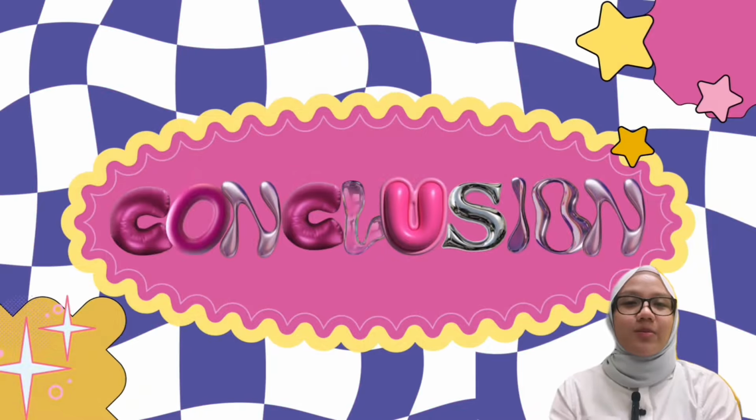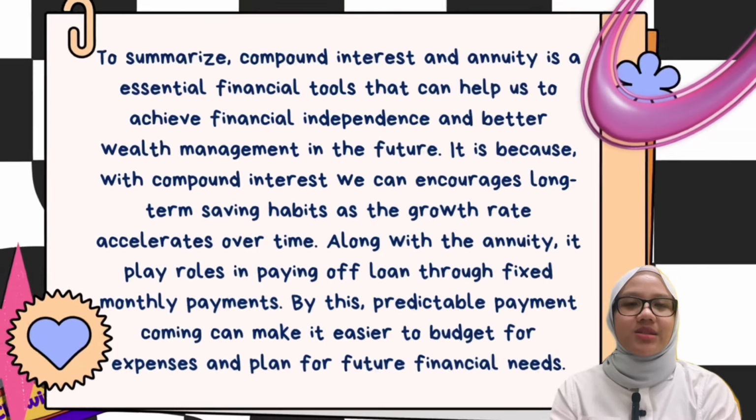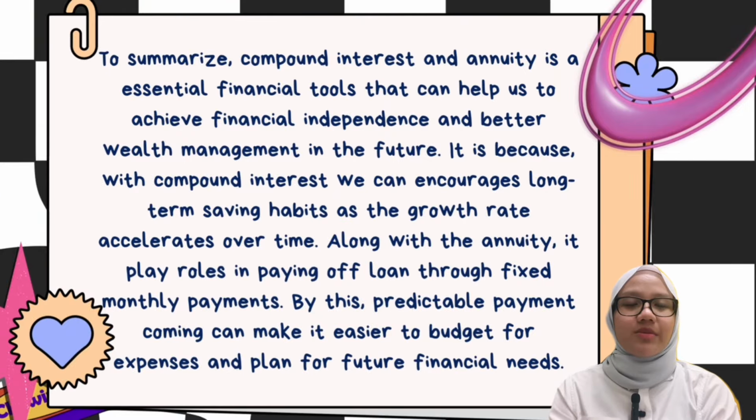To summarize, compound interest and annuity are the essential financial tools that can help us to achieve financial independence and better wealth management in the future. It is because with compound interest, we can encourage long-term saving habits as the growth rate accelerates over time. Along with the annuity, it rewards in paying off loan through fixed monthly payment. By this, predictable payment can make it easier to budget for expenses and plan for future financial needs.